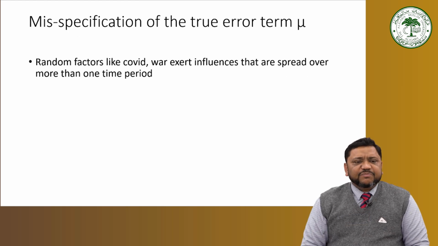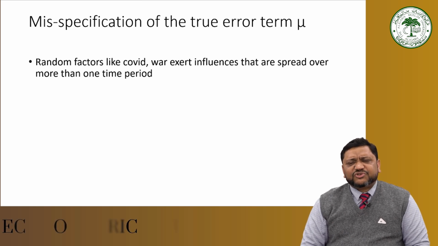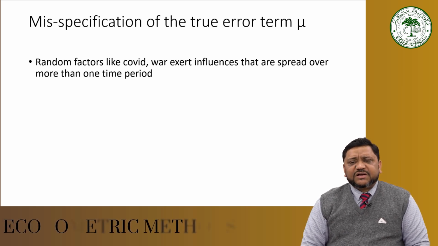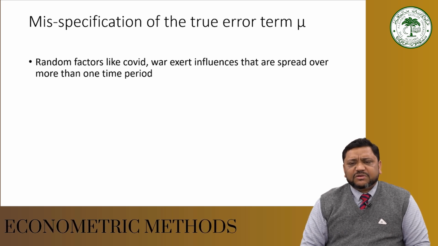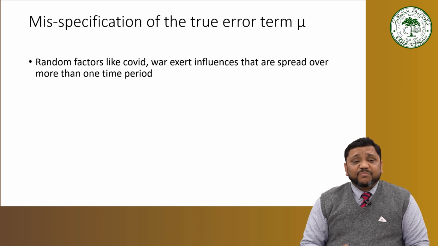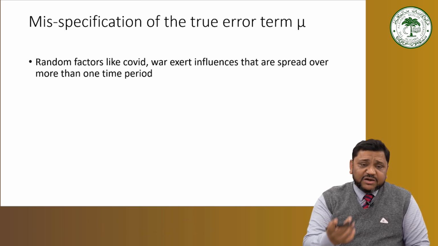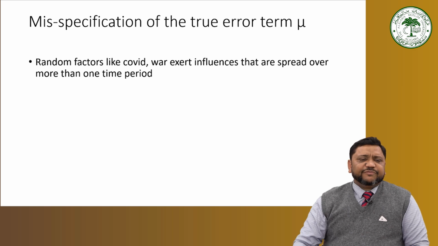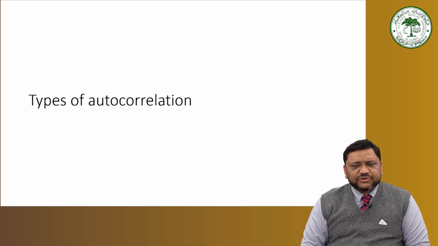The next reason could be misspecification of the true error term. Random factors like COVID, war, drought, strikes all exert influences that are spread over more than one time period. Such causes result in serially dependent values of the disturbance term. This cause of autocorrelation may also be called true autocorrelation because its root lies in the error term itself. So the misspecification of the error term could also lead to the problem of serial correlation or autocorrelation.